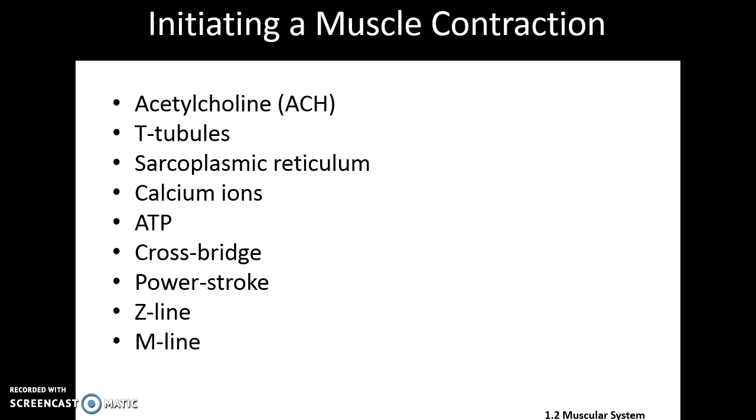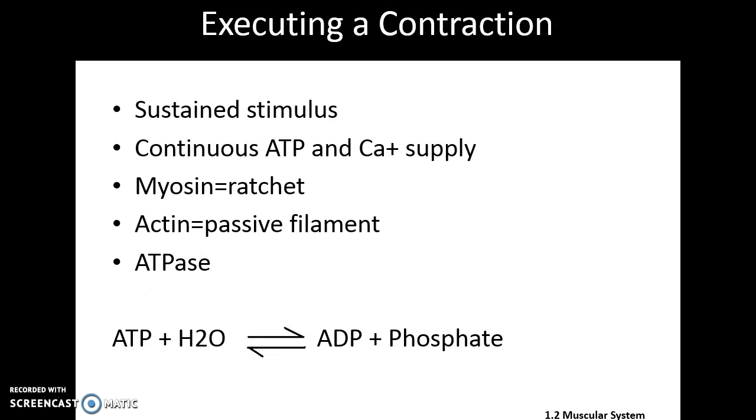Now the Z lines are thin filaments at both ends of a sarcomere. Another protein connects the Z line to the thick filaments to maintain their alignment. The M line is made of connections between the thick filaments.